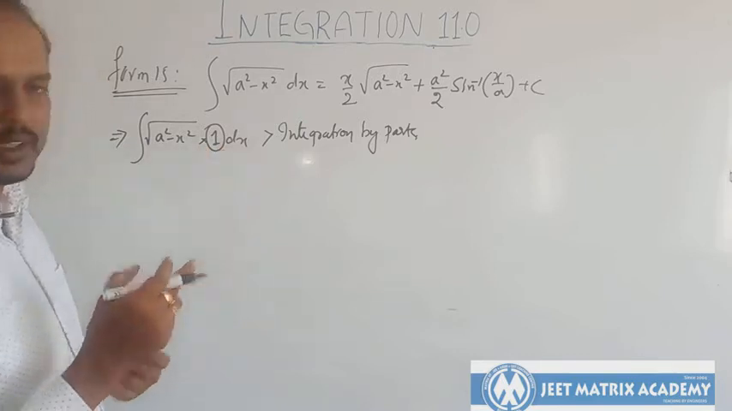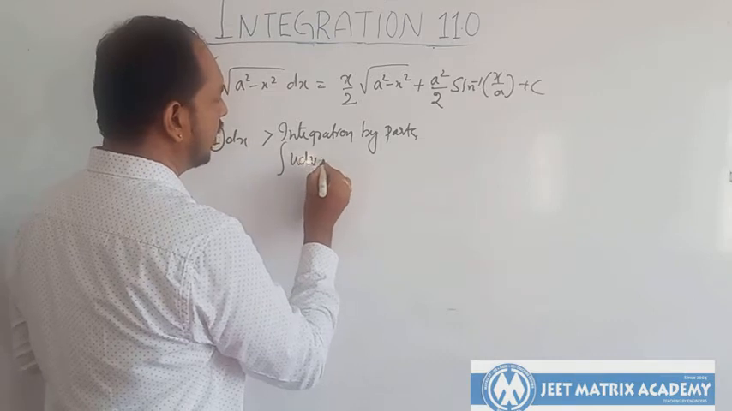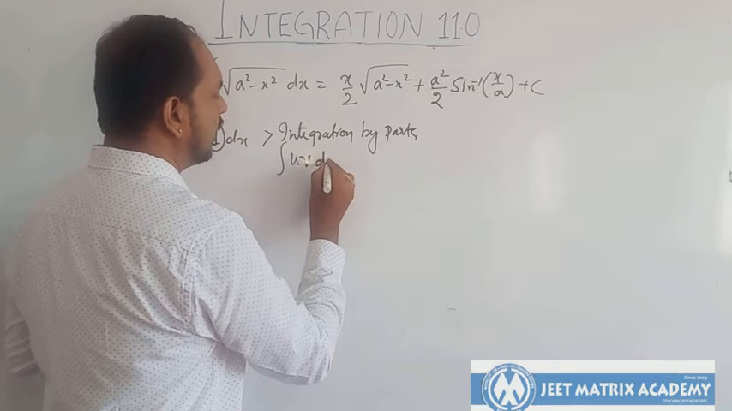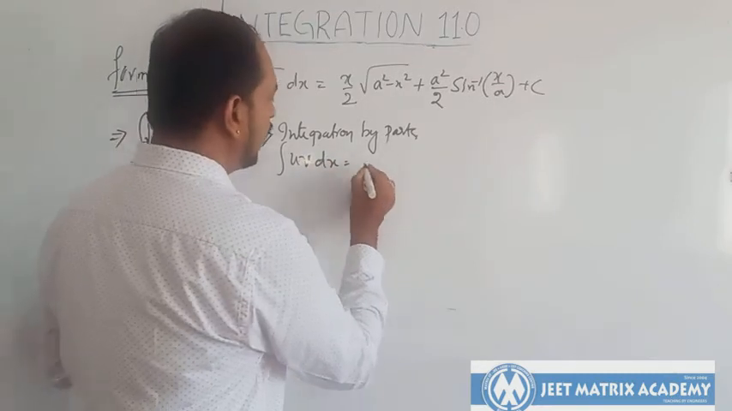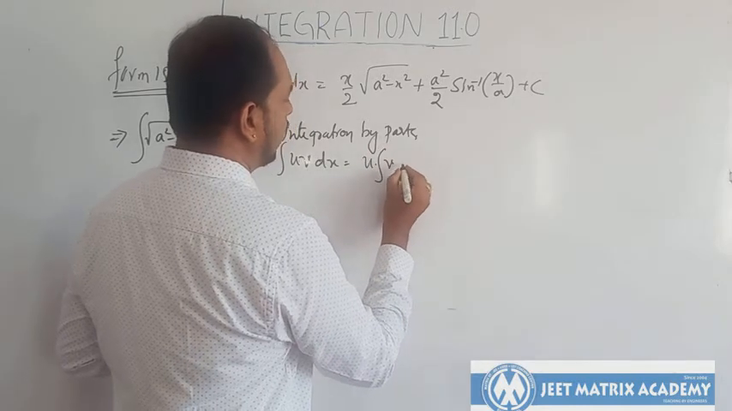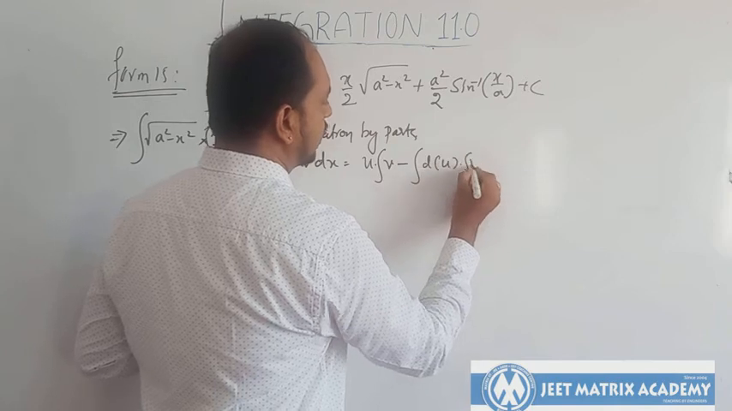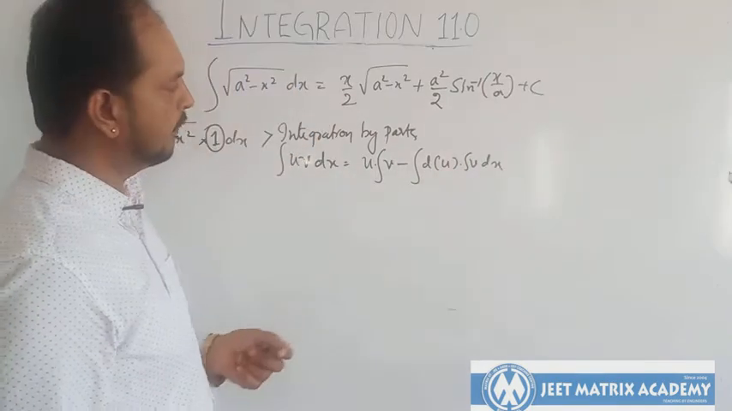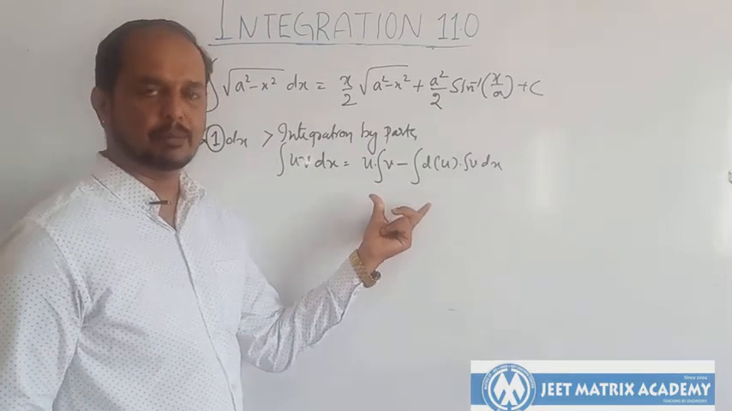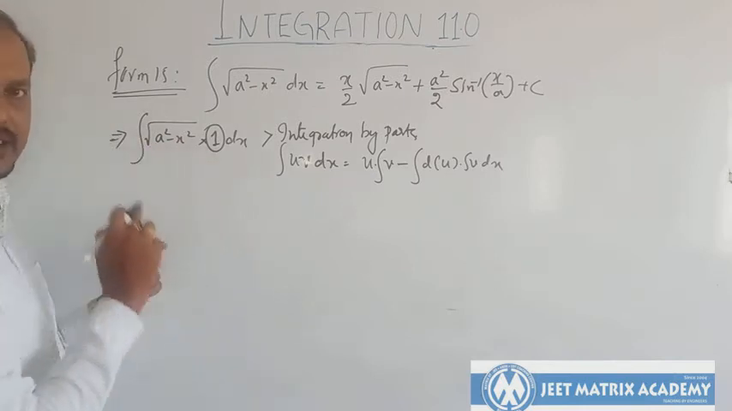Okay, now you apply the rule of integration by parts, that is integration of uv dx equal to u into integration of v dx minus integration of differentiation of u into integration of v dx. Am I right? This is what we studied in the case of integration by parts. So the same thing you apply here. I'll consider this as my first part, this as my second part.